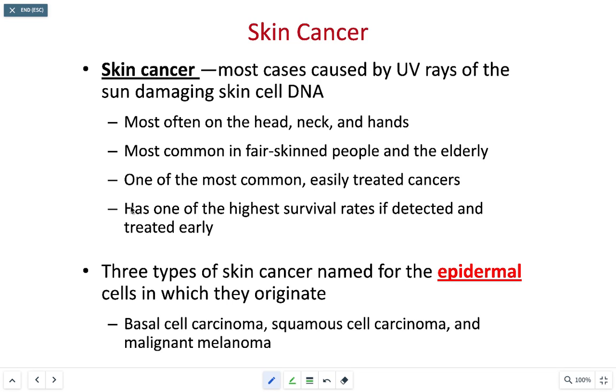Thankfully, though, skin cancer is really easy to find. It's on the surface of your body, so you can see it almost immediately when it starts happening. Another nice thing about skin cancer is that it's pretty easy to treat. Most people are pretty okay with having a chunk of their skin cut off. I mean, it's not that traumatic of a surgery.